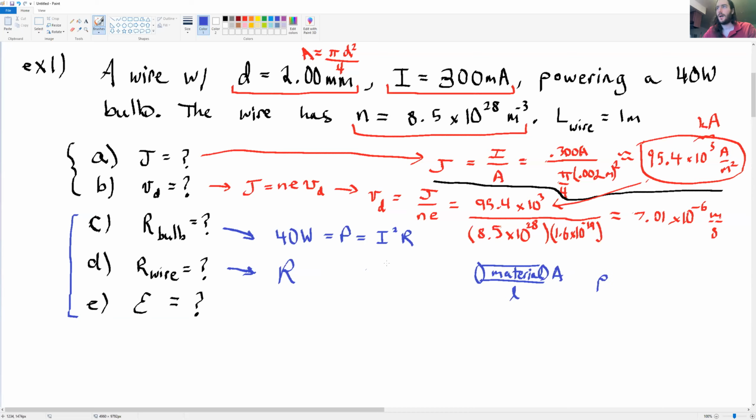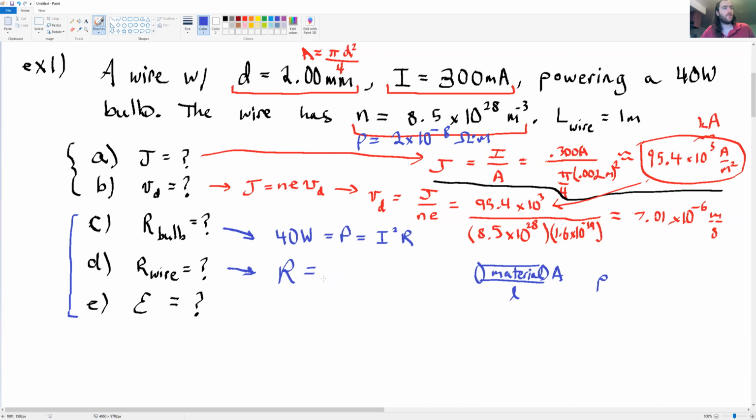Okay. And for the sake of being complete here, I need to give you a value for resistivity. Let's just take the resistivity to be 2 times 10 to the minus 8 ohm meters. Okay. So use that value of the resistivity there.